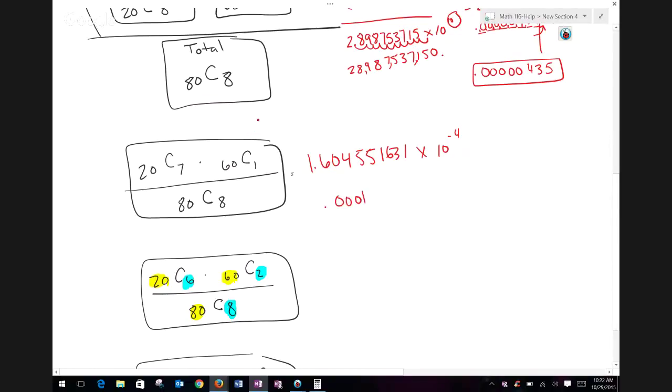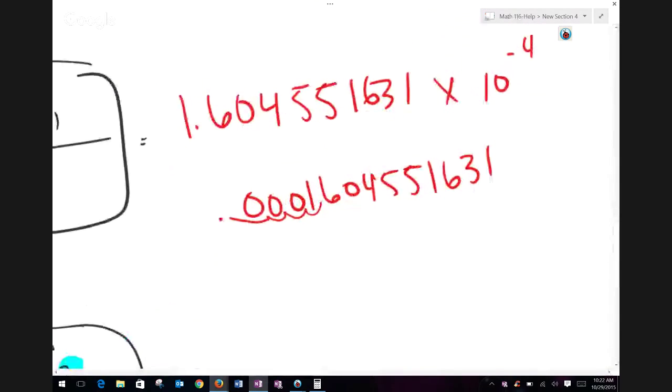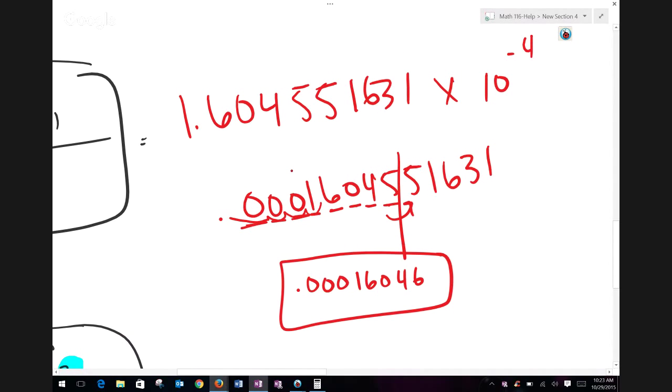So taking it out of scientific notation, the decimal is here, but I go 1, 2, 3, 4. Rounding to 8 decimal places, 1, 2, 3, 4, 5, 6, 7, 8. I get 0.000160446. That would be my answer there.